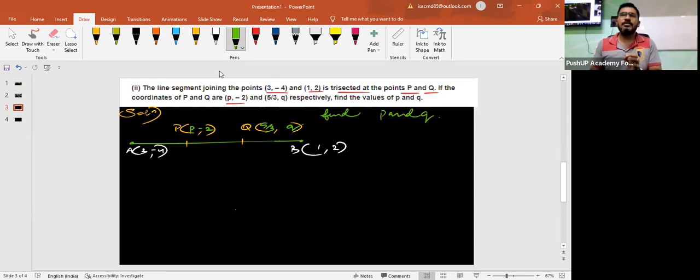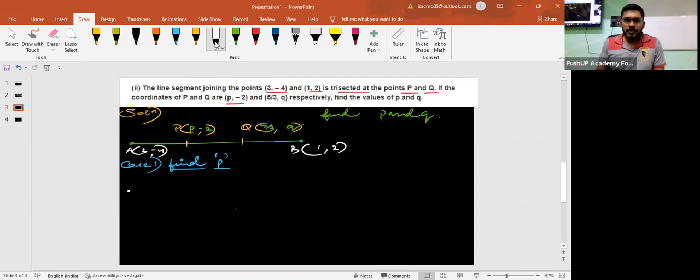So again, we have to go through 2 different steps. First is by using the coordinates of point P, we will get the value of small letter p. Then we will use the coordinates of point Q and then get the value of small letter q, isn't it? And in both the cases we have to use what? Section formula. Okay. Let's find, children, case number 1 for finding the value of p.